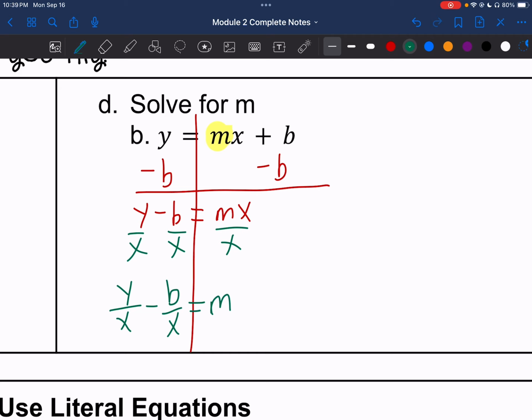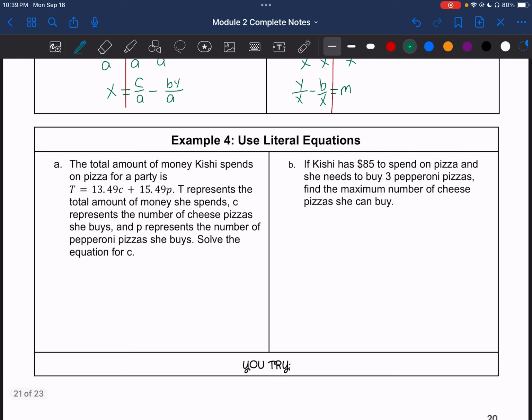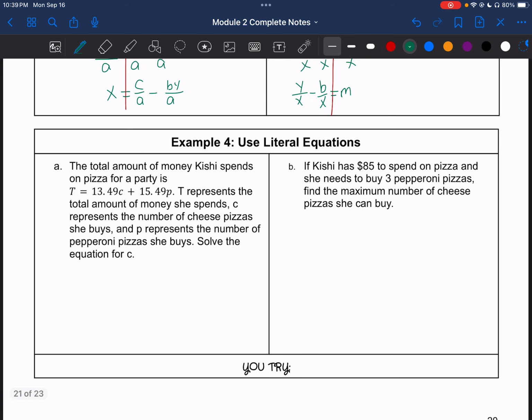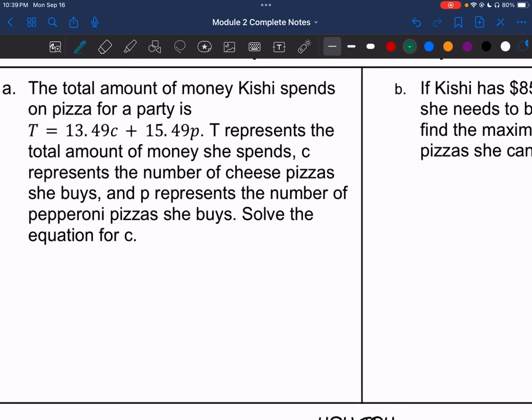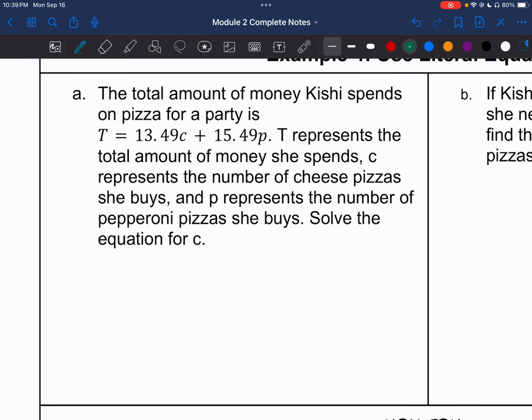Now, we're going to use these literal equations, and we're going to apply them and figure out what's going on in this given situation. So the total amount of money that Kishi spends on pizza for a party is T equals 13.49C plus 15.49P. T represents the total amount of money she spends, C represents the number of cheese pizzas she buys, and P represents the number of pepperoni pizzas she buys. Solve the equation for C.